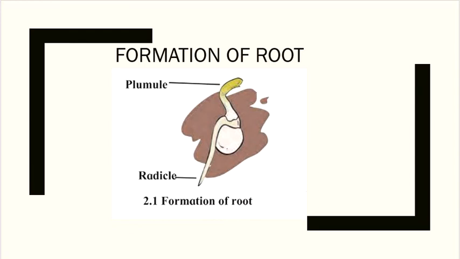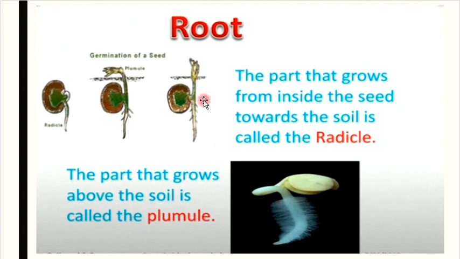The formation of roots, or in other words, germination of a seed, is explained with the help of these two topics, that is radicle and plumule. The part that grows from inside the seed towards the soil is called the radicle, whereas the part that grows above the soil is called the plumule. Radicle and plumule are the two important parts of root.